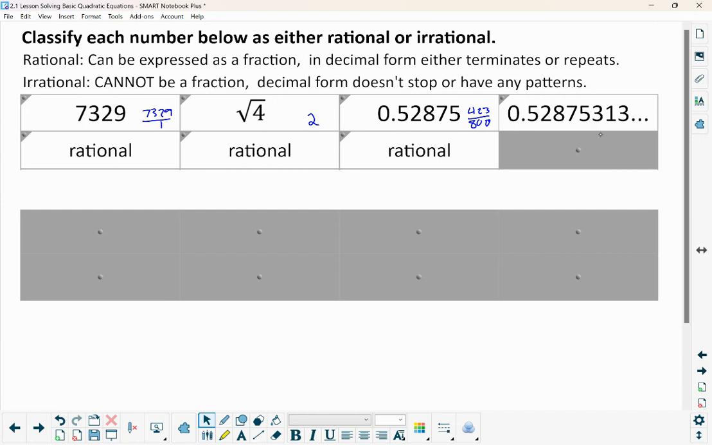So 0.52875313, well, when we have that 313 dot, dot, dot, that means it's an irrational number. That decimal expansion is not ending, and it doesn't have a pattern, so it's irrational.